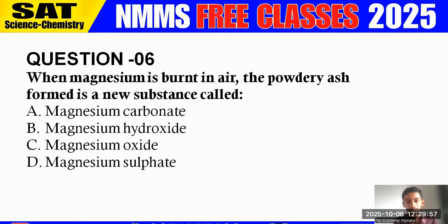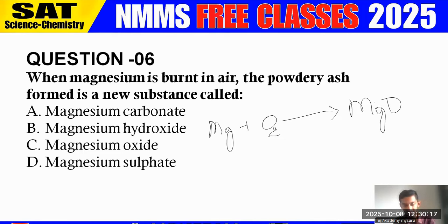When magnesium is burnt in air, the powdery ash formed is a new substance called. So it is one reaction. It is a chemical change which is occurring. Magnesium, you are burning it in air, that is nothing but oxygen. It will convert into magnesium oxide. Dear children, it is a very important reaction. You have to remember this.